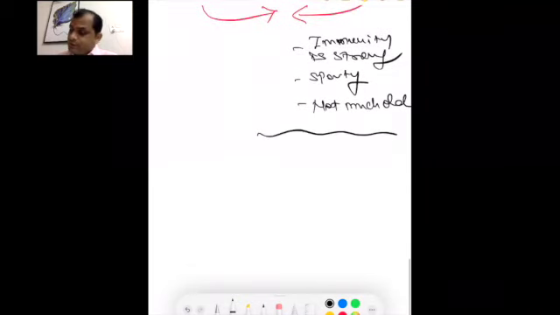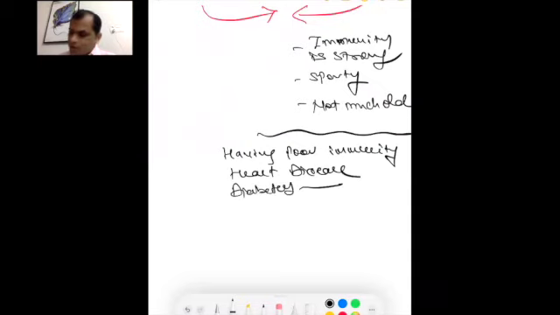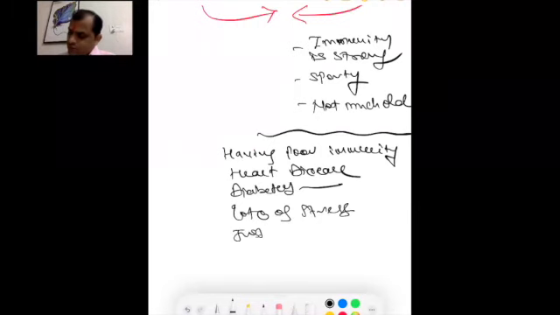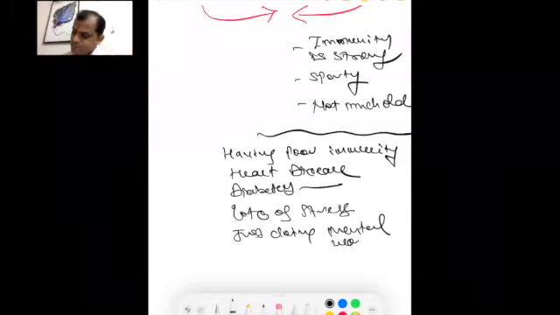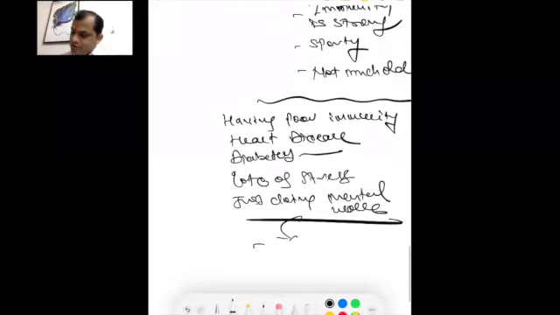But for a person having poor immunity, suffering from a heart disease, suffering from diabetes, or having lots of stress, just doing mental work with no physical exercise, they have more chances because immunity is low.